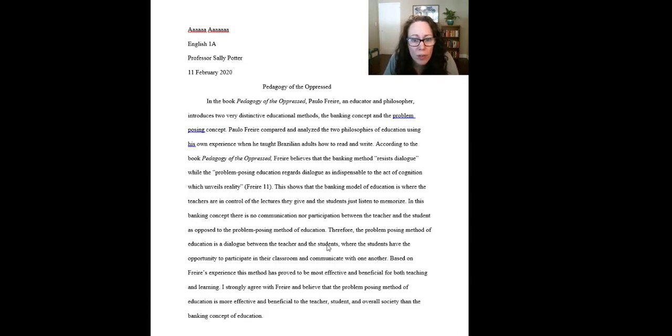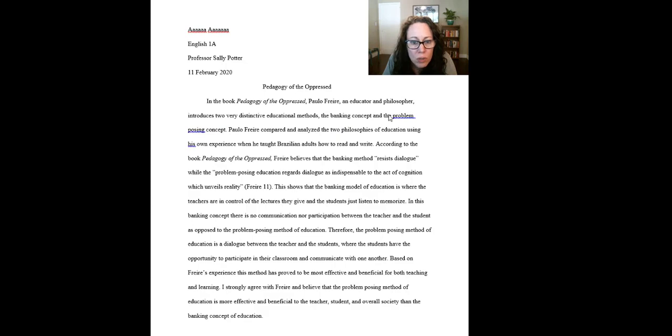So she starts off: in the book Pedagogy of the Oppressed, Paulo Freire, an educator in philosophy, introduces two very distinctive educational methods: the banking concept and the problem posing concept. So this is a pretty strong beginning. There's no real hook or anything. We just get right into the introduction of Paulo Freire, and what she's saying about him here is very clear. So we're introduced to him. We get a lot of information in this first sentence. We get his name. We understand who he is.